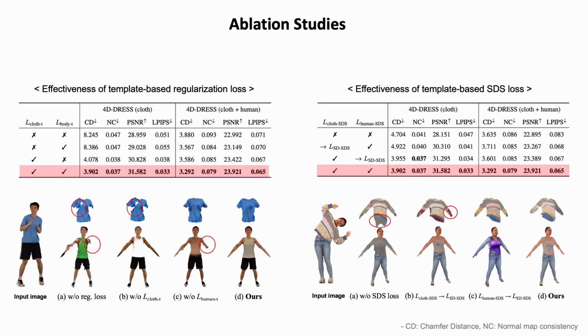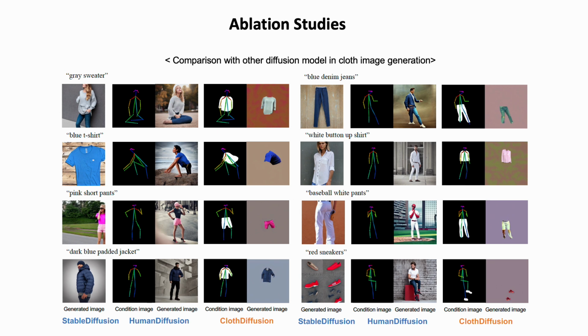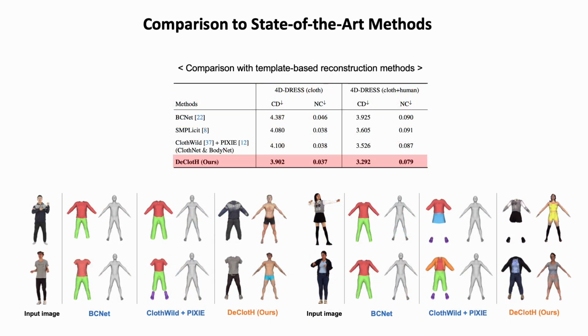Here are some ablation studies. The left experiment shows the effectiveness of the template-based regularization loss, and the right experiment shows the superiority of the template-based SDS loss. We additionally provide the comparison result between cross diffusion and other diffusion models in cross image generation. As you can see, cross diffusion is powerful in the generation corresponding to the structure of the 3D template.